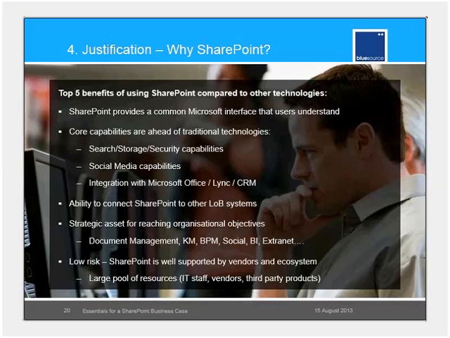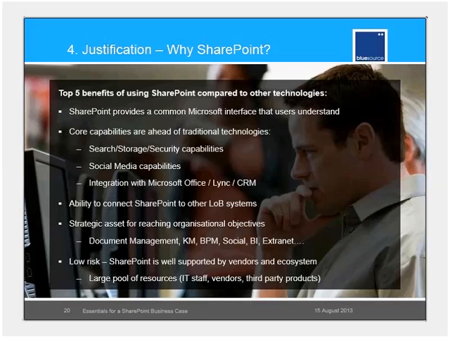So SharePoint provides a common Microsoft interface that users understand. So compared to some other technologies, the learning curve for users to learn how to use it is really small. Core capabilities are ahead of traditional technologies. Again, this depends on the technologies we're comparing it to, but typically we see that social media capabilities are more advanced than most technologies. The integration with obviously Office, Link and CRM, which are Microsoft products, is advanced. You've got the ability to connect SharePoint to other line of business systems, and when you're looking at extranet functionality or potentially even document management functionality, that's more advanced than your traditional technologies.